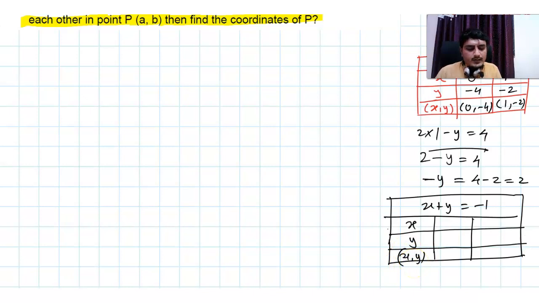Now once we assume the value of x is 0, y equals definitely minus 1. So 0 comma minus 1 is the first coordinate. Now once we assume the value of x is 1, we get 1 plus y equals minus 1. Once we shift the 1, we get minus 1 minus 1, which becomes minus 2. So the next coordinate we have is 1 comma minus 2.